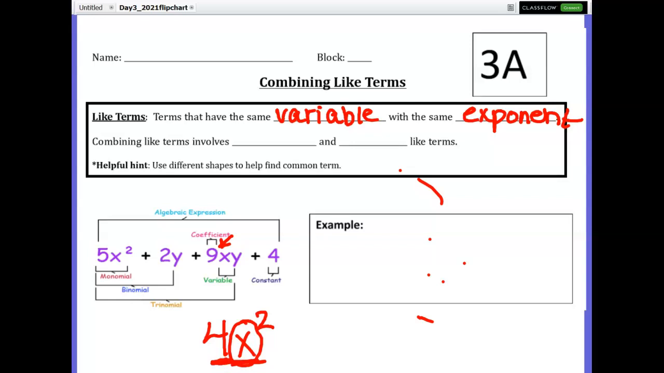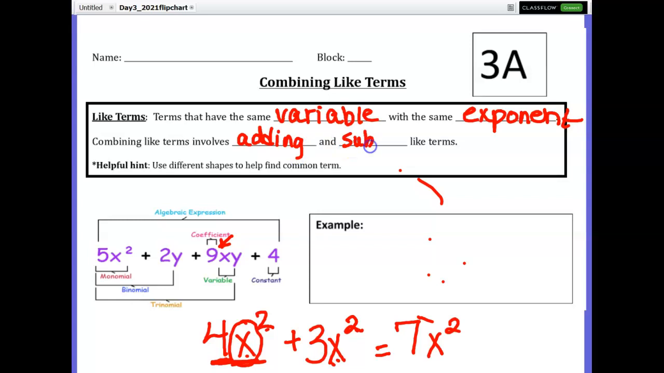Like terms would be if I took a 4x squared and I wanted to add a 3x squared. Notice they have the same variables and the same exponents. So they're like, I can put them together. When I put them together, I add them. 4 plus 3 is 7. And then the x squared would stay the same. Okay, so combining like terms actually involves adding and subtracting.